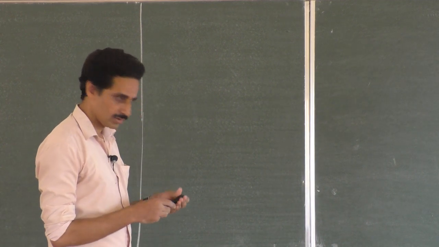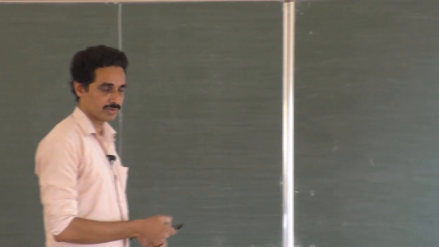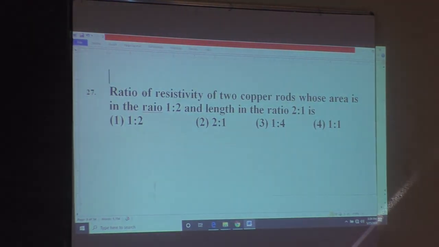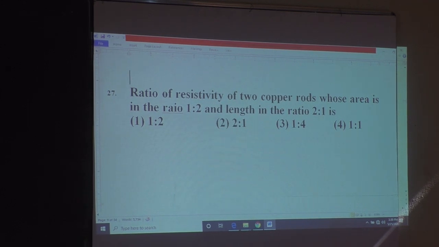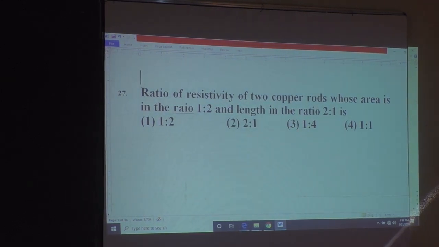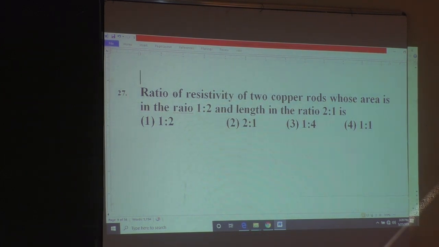Shall we go to the next question? So we will move on to the next question. It's a very easy question. We were discussing resistivity in the previous class. The ratio of resistivity of copper rods whose areas are in the ratio 1:2 and the lengths are in the ratio 2:1. They are asking you the resistivity ratio, not the resistance ratio.